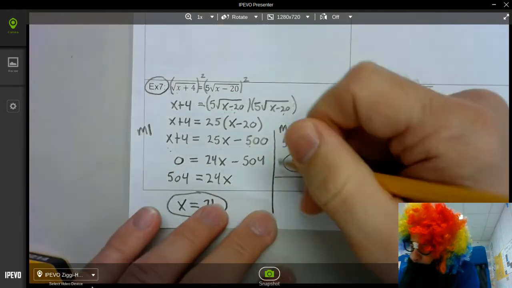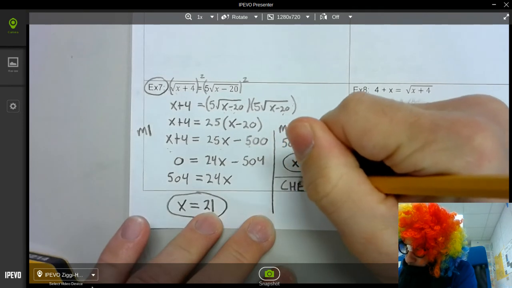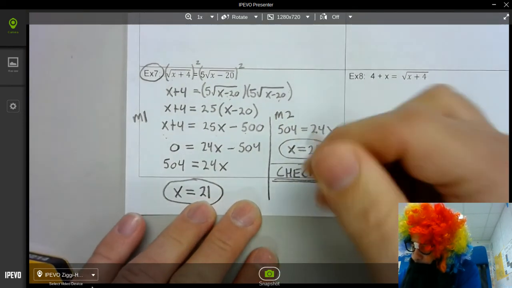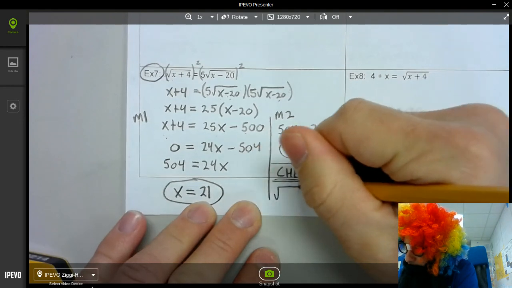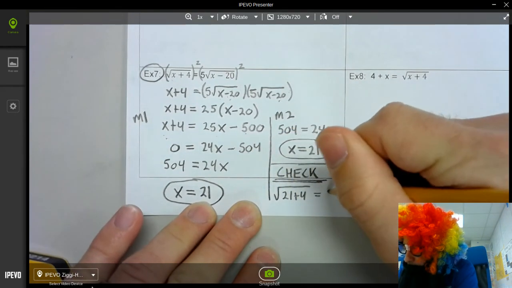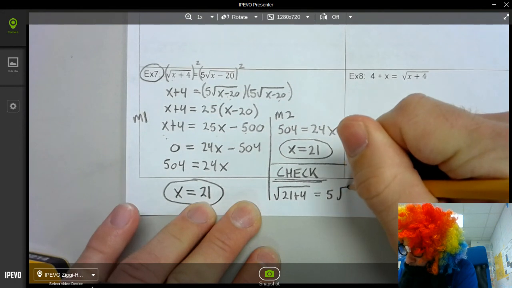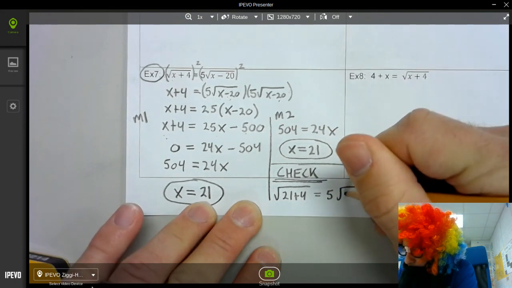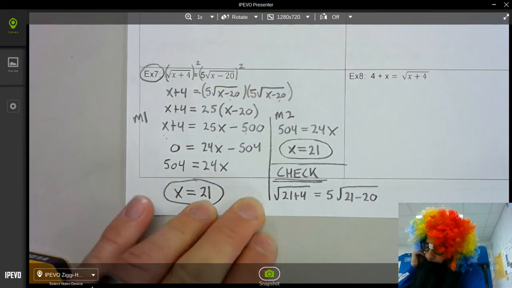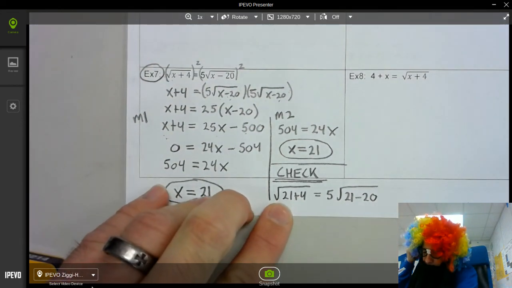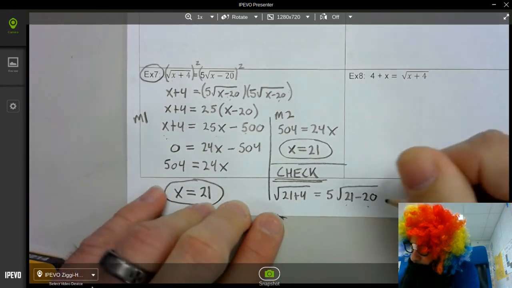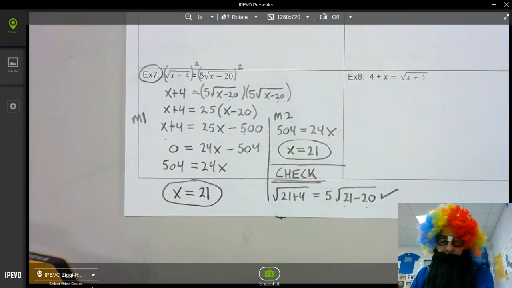All right, and then we want to check. So we get the square root of 21 plus 4 equals 5 times the square root of 21 minus 20. Well, 21 plus 4 is 25. Square root of 25 is 5. 21 minus 20 is 1. 1 times 5 is 5, so this checks. So x equals 21 is the solution.